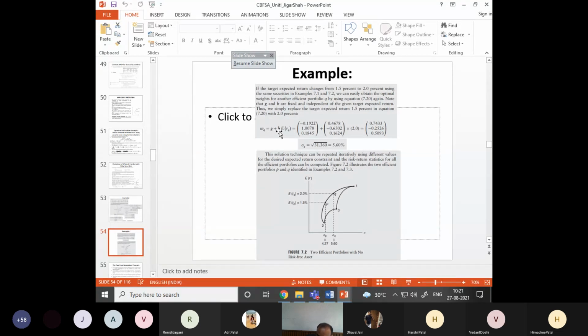Remember, G and H are already calculated because G and H depend only on the sigma matrix and the E vector, which is not changing if I change the ERP. It will remain the same because my portfolio consists of the same three securities. So that matrix will not change. So G and H do not change. So only ERP will change. So I can easily find the new WP corresponding to this newly specified expected return. And then if I know WP, I can find the corresponding risk. So you can find a second point Q on this graph, which is again on the efficient frontier.